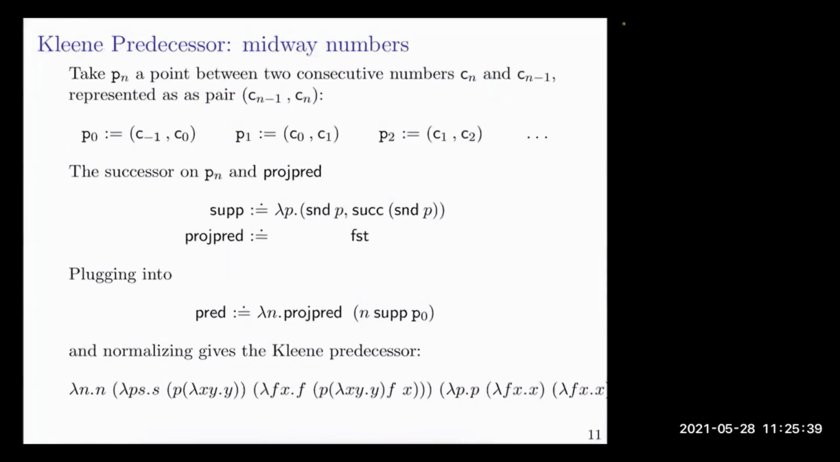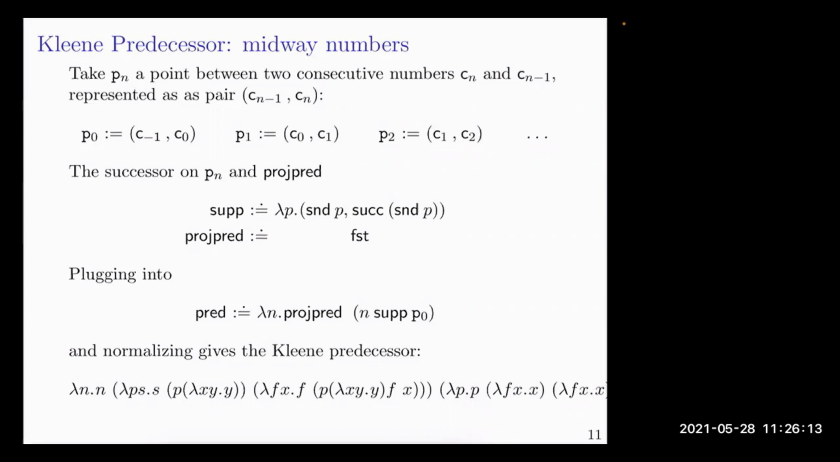And here is the first application, the Church-Kleene predecessor. Let's take Pn as a point between two consecutive numbers, Cn and Cn minus 1, and represent it as a pair. In here, when I write C minus 1, it is the term that you choose to be the predecessor of 0, an arbitrary term. You can choose C0 or any other term you wish. So here we got P0, P1, and P2 is the number between 1 and 2. It means the pair of C1 and C2.